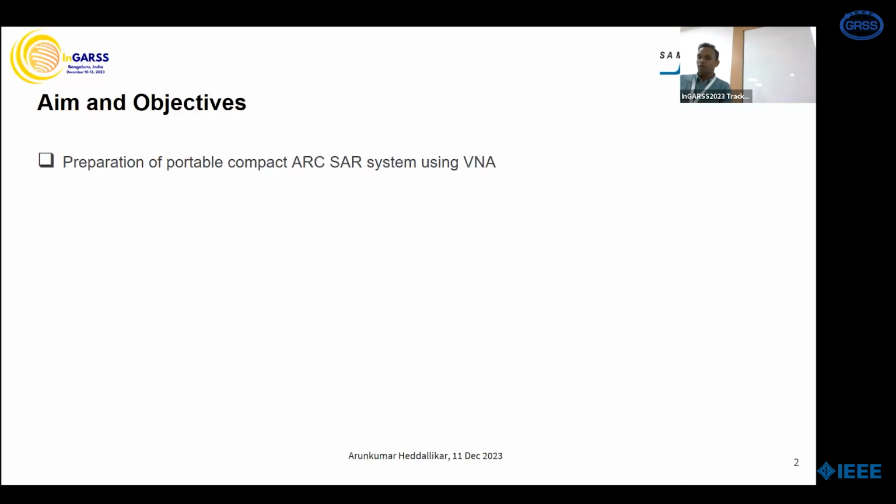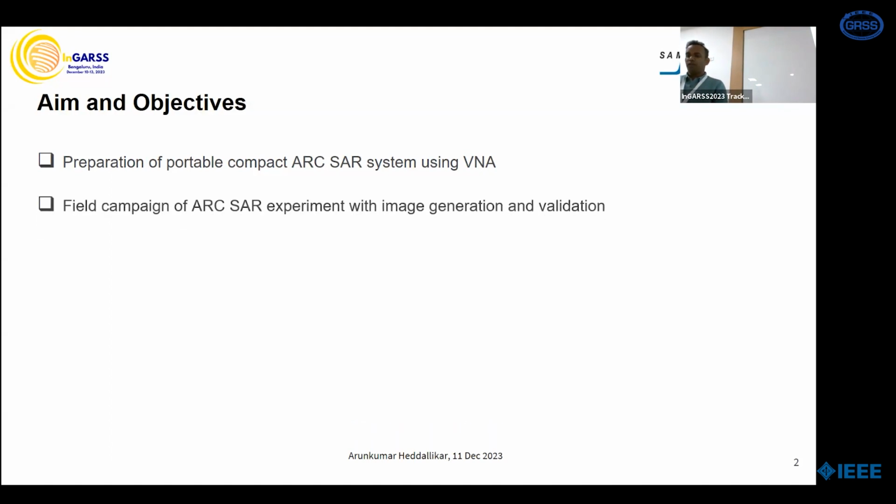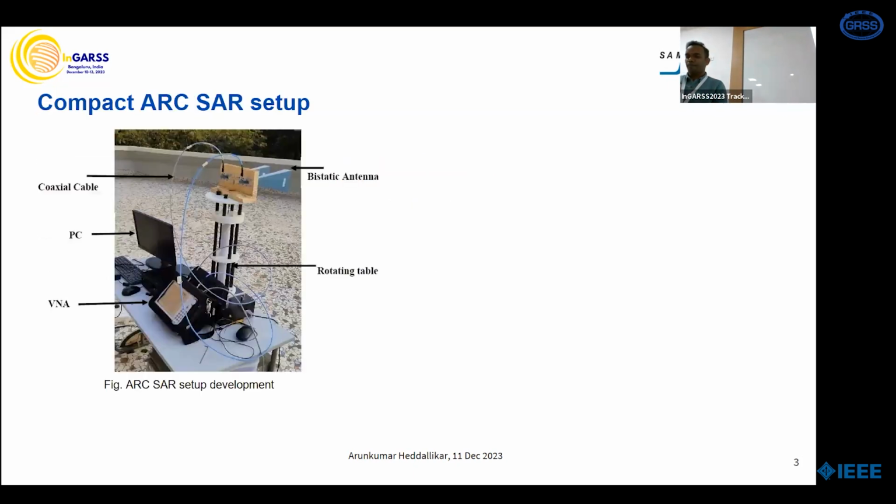The main aim and objective of this research work is to prepare a portable compact ArcSAR system using VNA. After preparing this hardware, we have to do the field campaign of ArcSAR, that is experimentation, image generation, and its validation. After that, we will do an interferometry field demonstration.